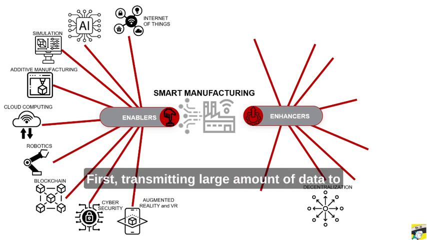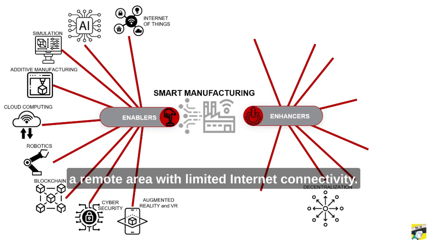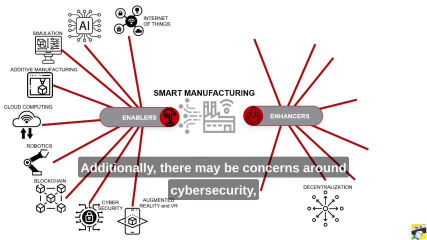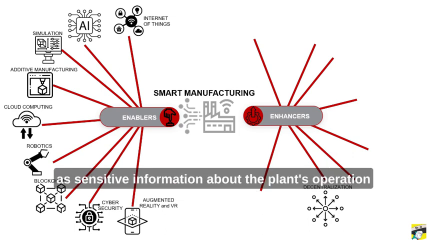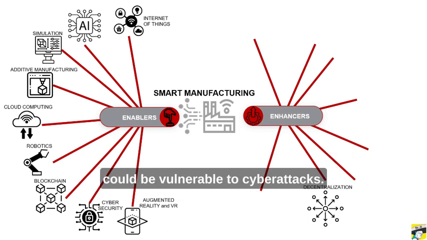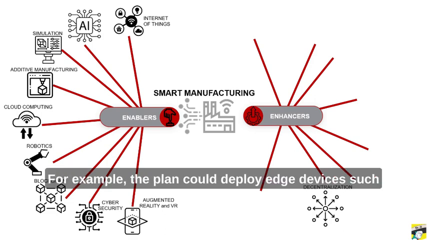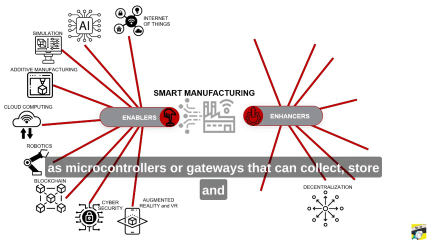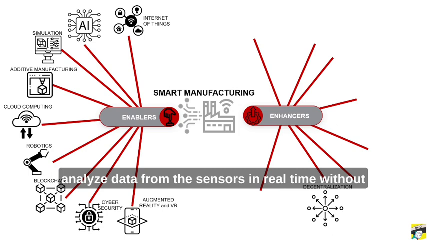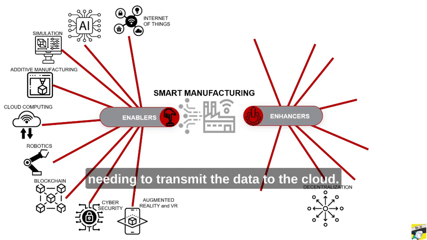First, transmitting a large amount of data to a remote server can be slow and expensive, especially if the plant is in a remote area with limited internet connectivity. Additionally, there may be concerns around cybersecurity, as sensitive information about the plant's operation could be vulnerable to cyber attacks. Instead of sending all the data to the cloud, edge devices can process and analyze that data locally at the source. For example, the plant could deploy edge devices such as microcontrollers or gateways that can collect, store, and analyze data from the sensors in real time without needing to transmit the data to the cloud.